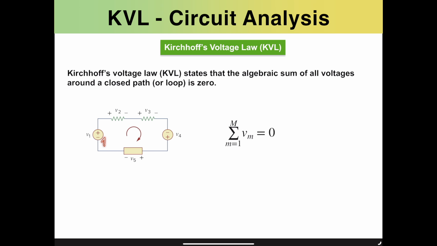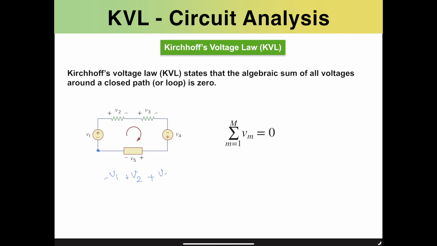When you enter from the negative terminal, you consider that voltage source to be negative. However, when you enter from the positive terminal of the component, you consider that voltage to be positive. So when we write down an equation for this loop, considering a clockwise direction and starting from the bottom left as a reference point, we have minus V1, since the entrance to V1 is from the negative terminal. Moving forward, we have plus V2 because we enter from the positive terminal of V2.